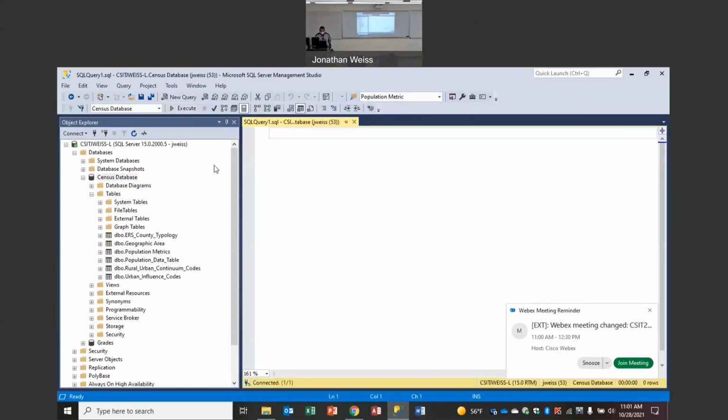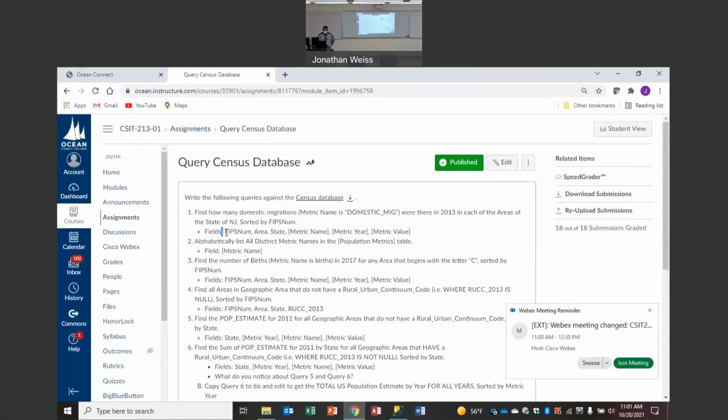So I'm going to create a new query here. And for the tables I need, I look at the fields that are in the output. The fields that are output are FIPS num, area, state, metric name, metric year, and metric value. So FIPS num, area, and state are available in the geographic area table that we built in our first assignment. Metric name, metric year, and metric value are available in the population metrics table, which we also built in our first assignment. So, those are the tables that we need.